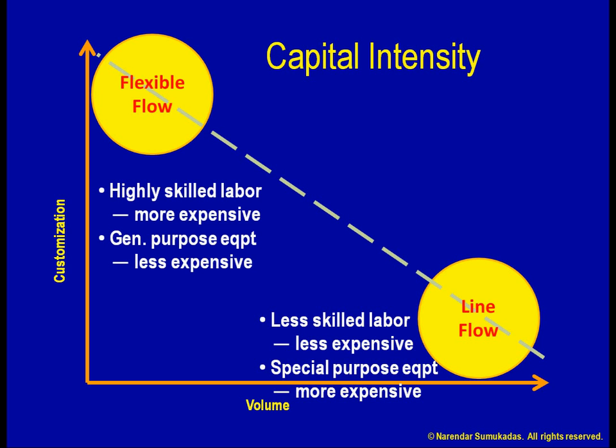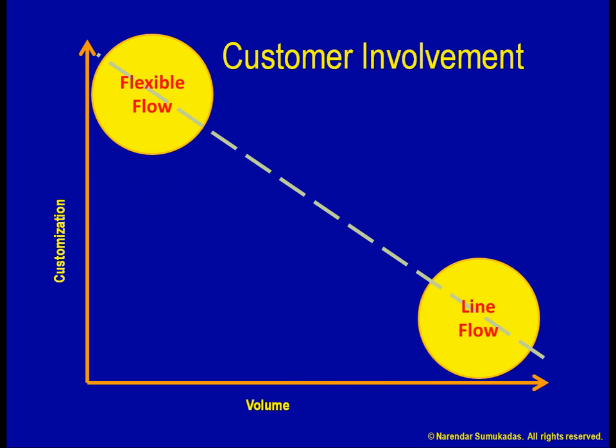Thus, we can generalize that a process at the line flow end would tend to be more capital-intensive, while a process at the flexible flow end would tend to be less capital-intensive and perhaps even labor-intensive. Another major process decision has to do with customer involvement.